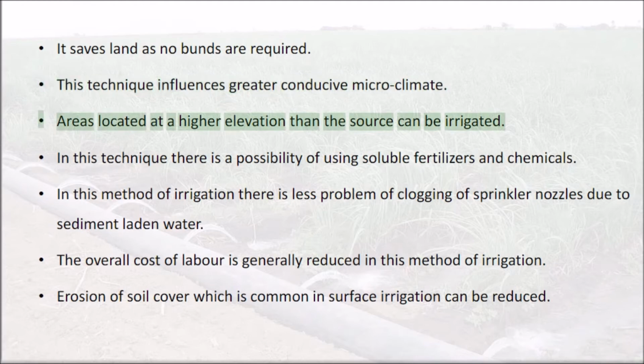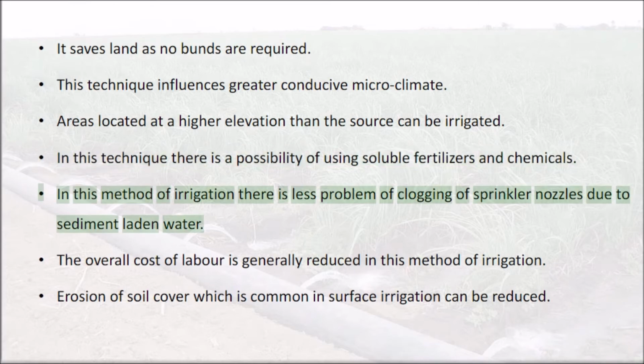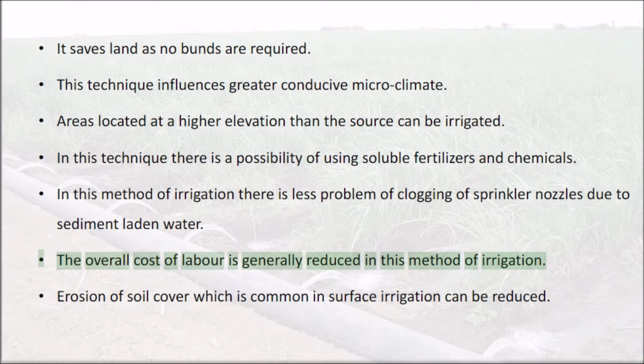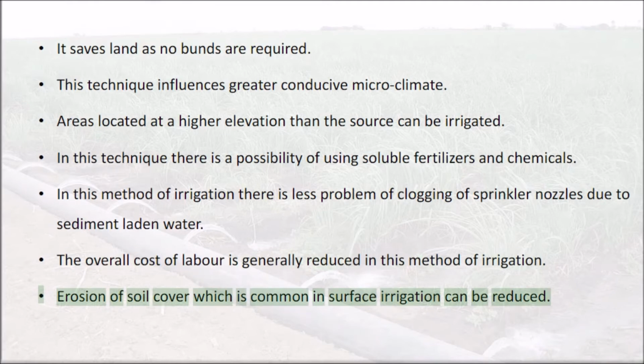Areas located at a higher elevation than the source can be irrigated. In this technique there is a possibility of using soluble fertilizers and chemicals. In this method of irrigation there is less problem of clogging of sprinkler nozzles due to sediment-laden water. The overall cost of labor is generally reduced. Erosion of soil cover, which is common in surface irrigation, can be reduced.